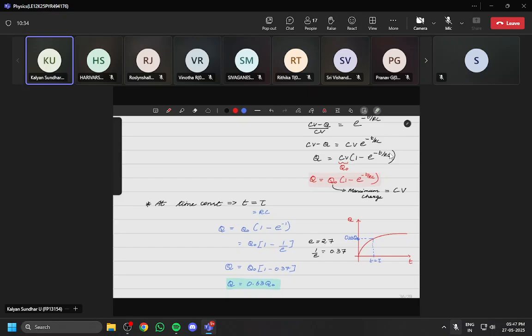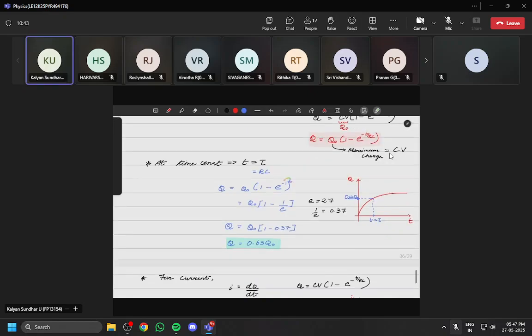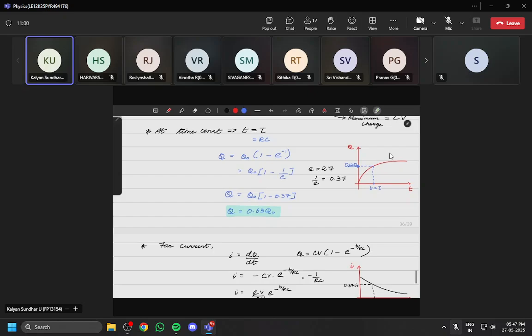So that RC is nothing but your time constant. Time constant means t is equal to RC. So RC cancels, and you will get e to the power minus 1 here. Whenever they mention time constant, your t will be equal to RC, right? And overall, this will be the total charge at the time constant. It will be 0.63 times the maximum charge. So this is the charge which has been accumulated at the time constant.